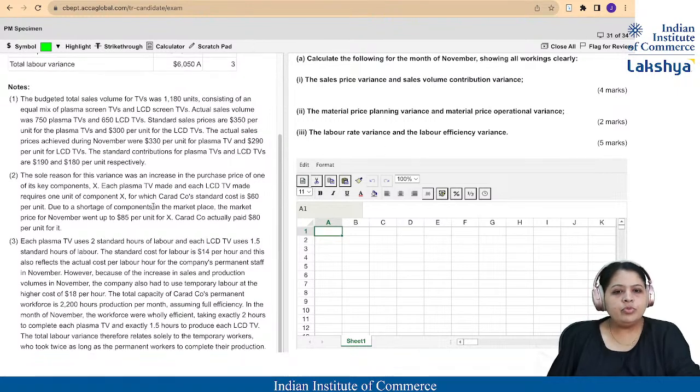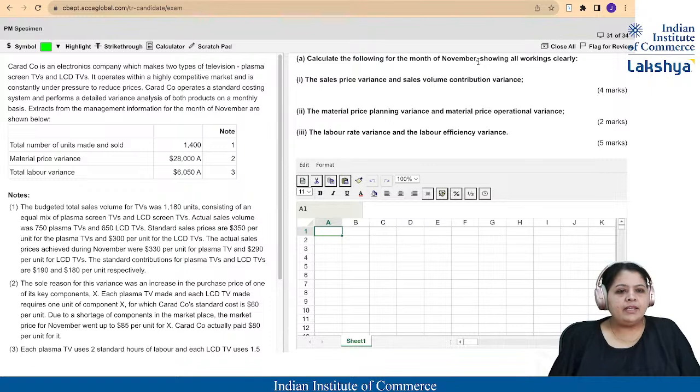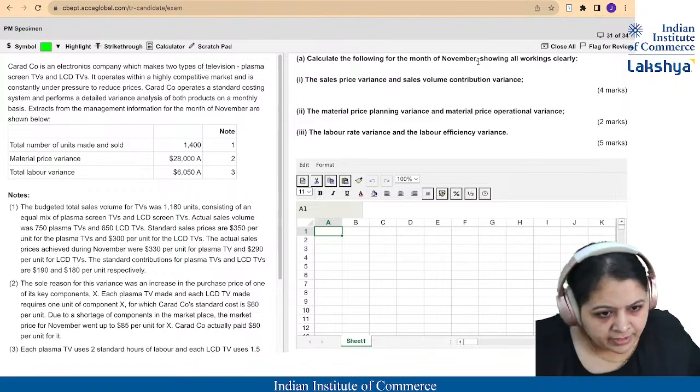What are we supposed to do in this question? We need to calculate for the month of November, showing all workings clearly, the sales price variance, the volume variance with the contribution, material planning and operational variance, and labor rate and labor efficiency variance. So let's start with that.